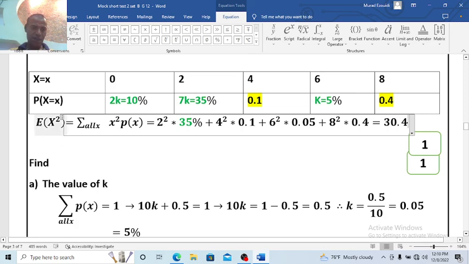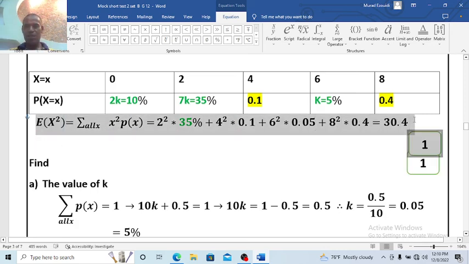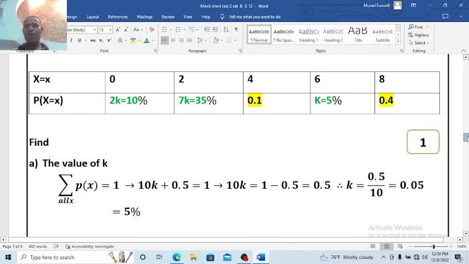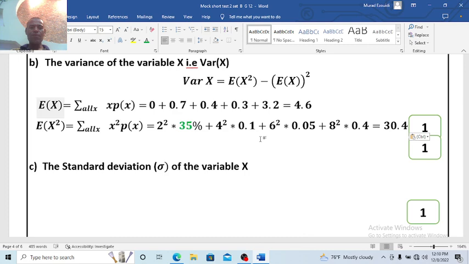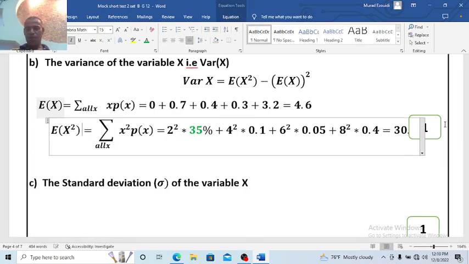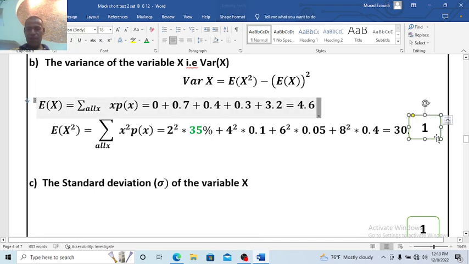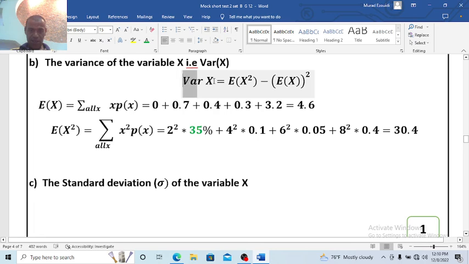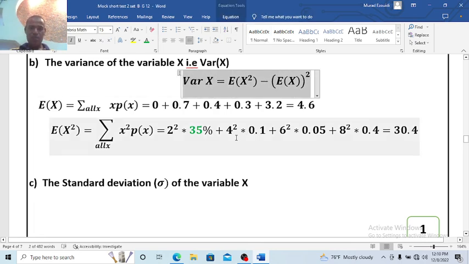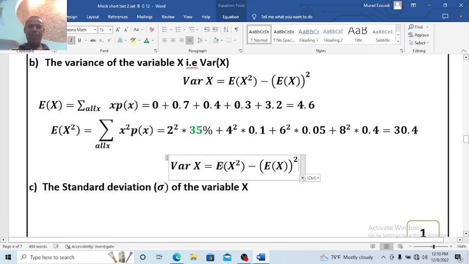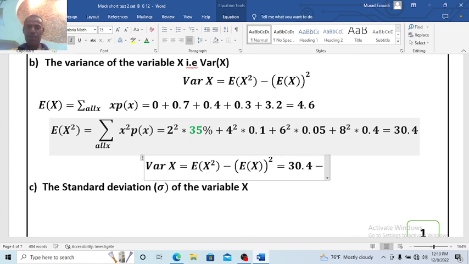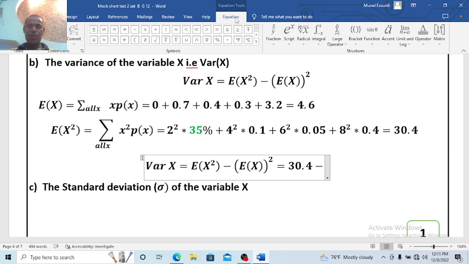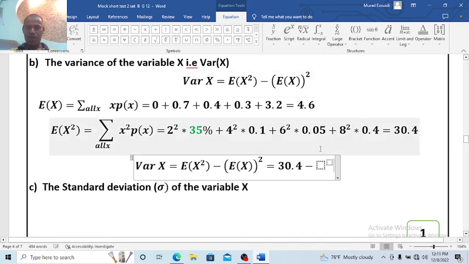I will use this one. I will cut this because I want it in the appropriate field here. So just like this. Okay, now to continue finding the variance, I will just use that. The variance of x is equal to what? We said that is E of x squared, which is 30.4, minus what? Minus the expectation, 4.6, all squared.